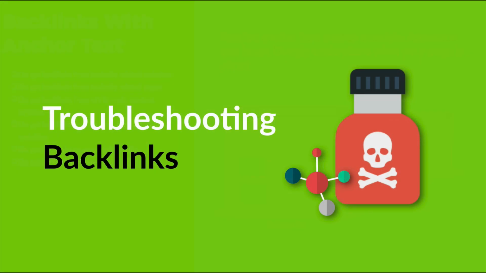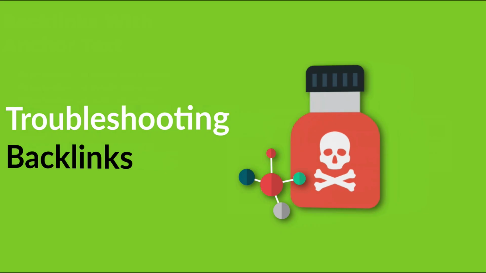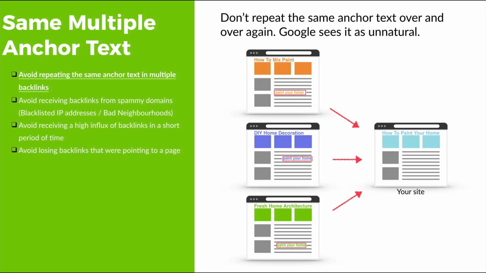All right, so here's troubleshooting for backlinks. If you're throwing backlinks at your website and you're just not ranking, or you just saw a sudden drop, maybe you've done one of these. One of the biggest mistakes is repeating the same anchor text in multiple backlinks. So if you're trying to rank for how to paint your home, and you just build a bunch of links, and they all say "paint your home, paint your home, paint your home," and so forth.